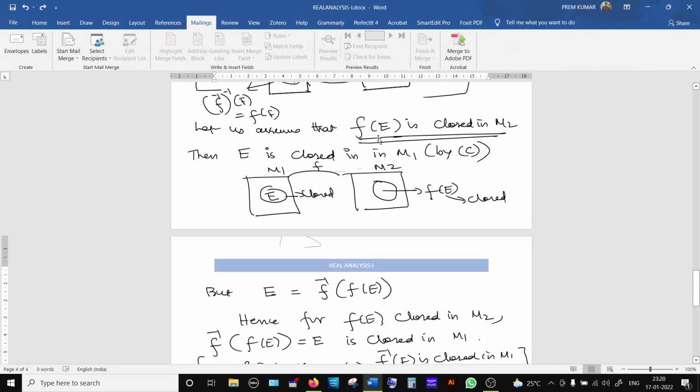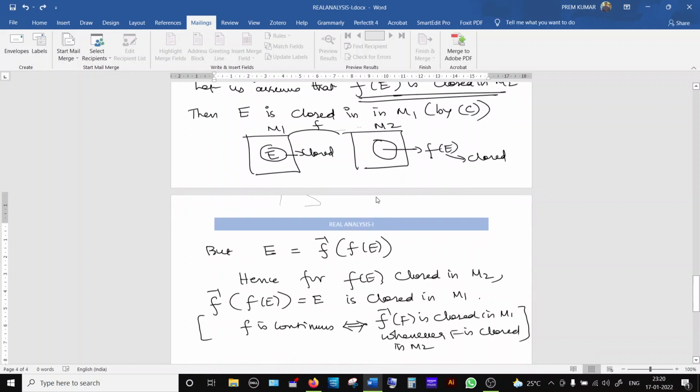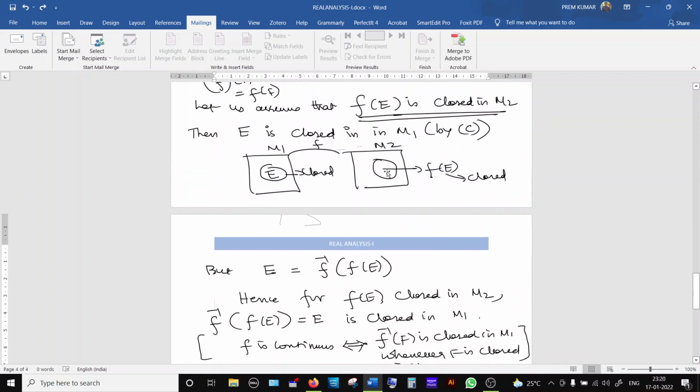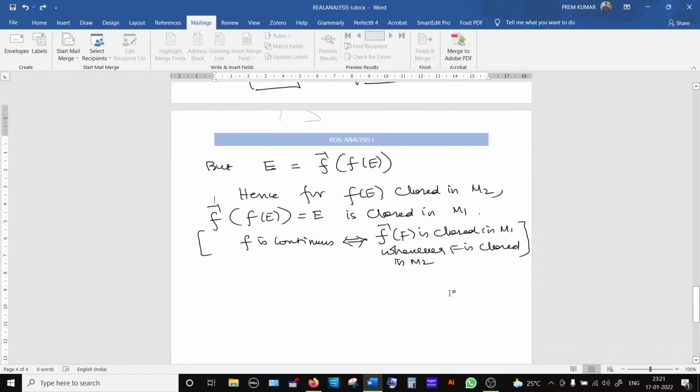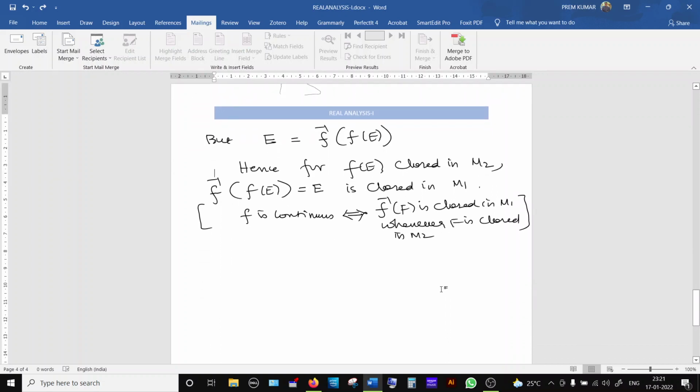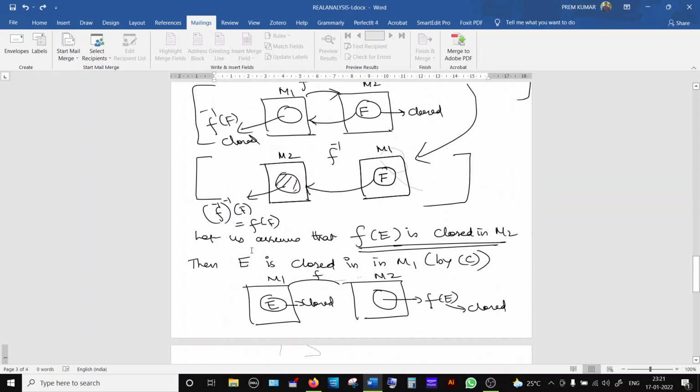So we assume that f of E is closed in M2, then E is closed in M1 by the assumption of C. But E can be written as f inverse of f of E. So hence for f of E closed in M2, the inverse image of f of E, which is equal to E, is closed in M1. So what can you tell about f inverse? The inverse image is a closed set in M1, so f inverse is a continuous function. That is what we have proved here.